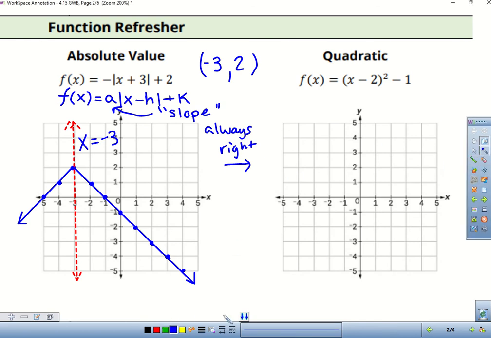And then the last one we're going to talk about is quadratic. Anybody know what this form is called that the quadratic is in? Vertex form. Good, vertex form. I wrote out standard vertex form for you here. So what is the vertex of this quadratic? +2, -1. Good, +2, -1.